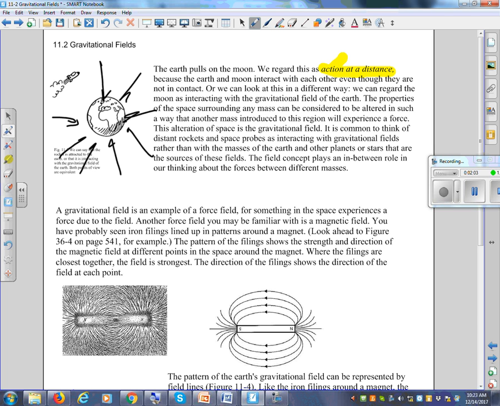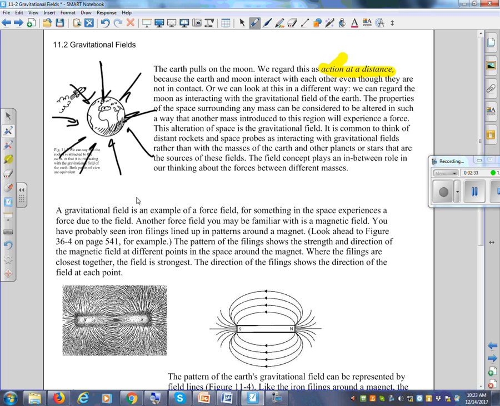Keeping in mind, what do the lines represent? How do I show a stronger gravitational field? Closer, more lines closer together. Right? And so this idea of action at a distance, this spaceship is not touching the Earth, but it's touching the gravitational field. So that's sort of their justification for how this works. Does that sort of make sense?